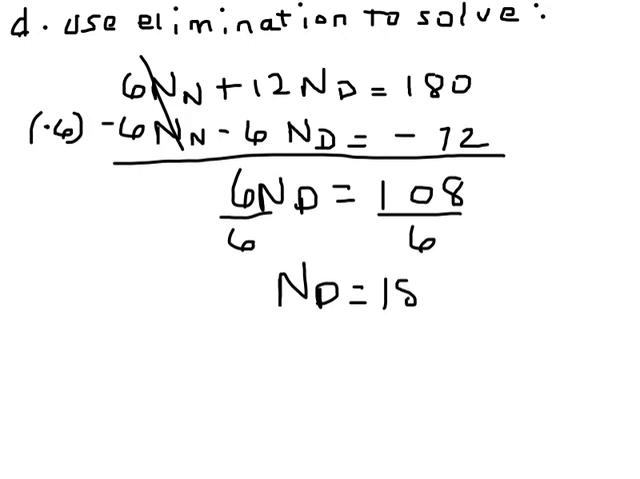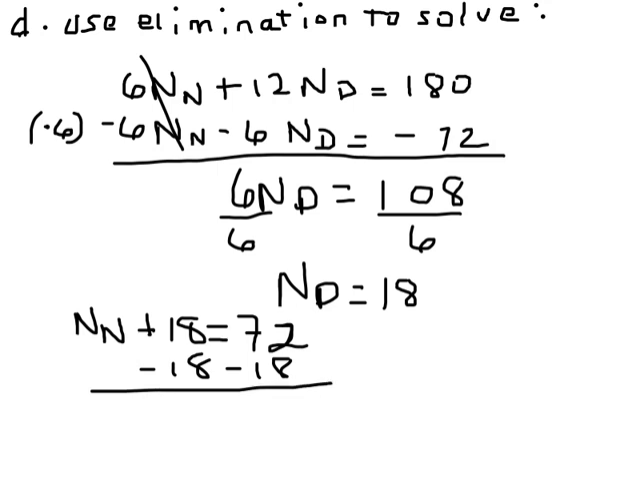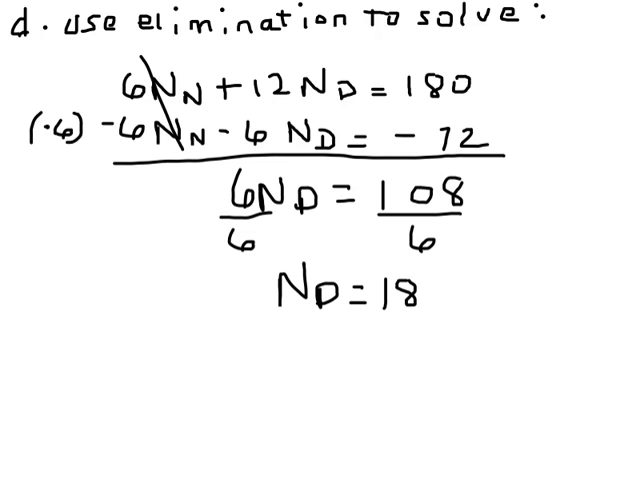So, very important that I get the right number there. Alright, and now that I know what nd is, I can substitute it in. My original equation up here said nn minus nd equals negative 72. That might be the easiest. So I'll have nn, no, it was plus 18 equals negative 70, or I'm sorry, equals 72. And then I'll subtract 18, and nn equals 54. Okay, sorry about that.